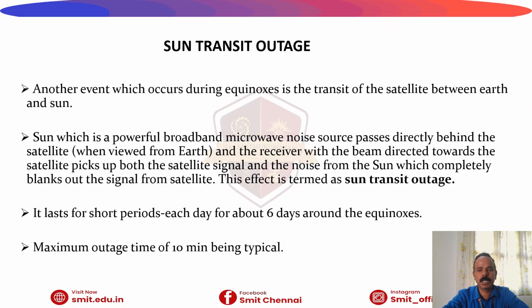Then we are going to see the sun transit outage. Another important phenomenon during equinox is called sun transit outage. This occurs when the sun, satellite and earth align in a straight line. The sun is a powerful source of microwave radiation. When the sun is directly behind the satellite, the earth station antenna receives the signal from both the satellite and the sun. The sun produces a strong noise. This noise interferes with the satellite signal. So this noise affects TV broadcasting, communication systems, as well as satellite data transmission.